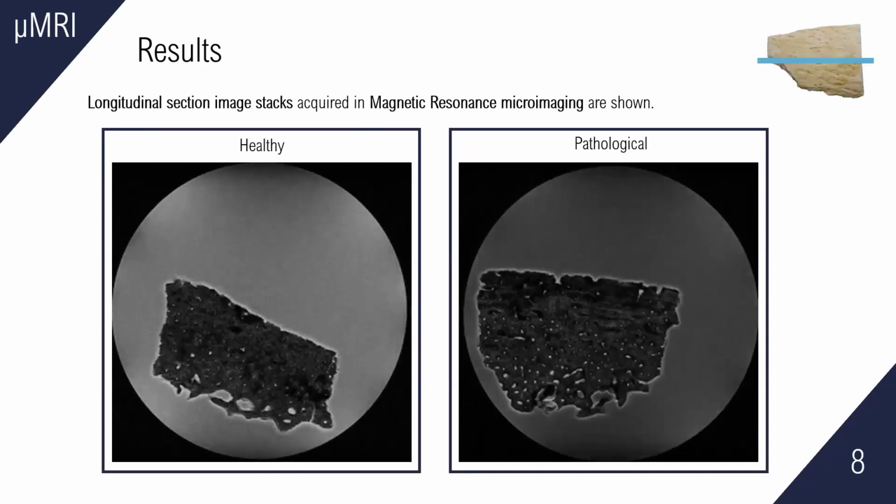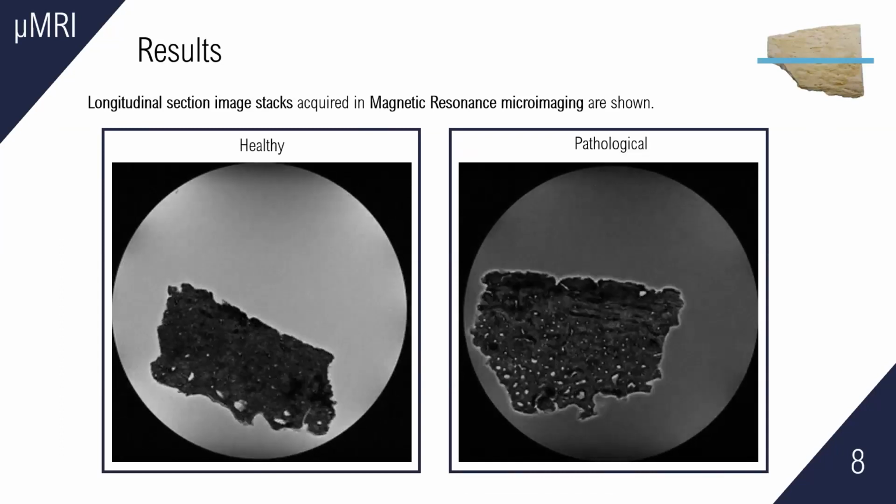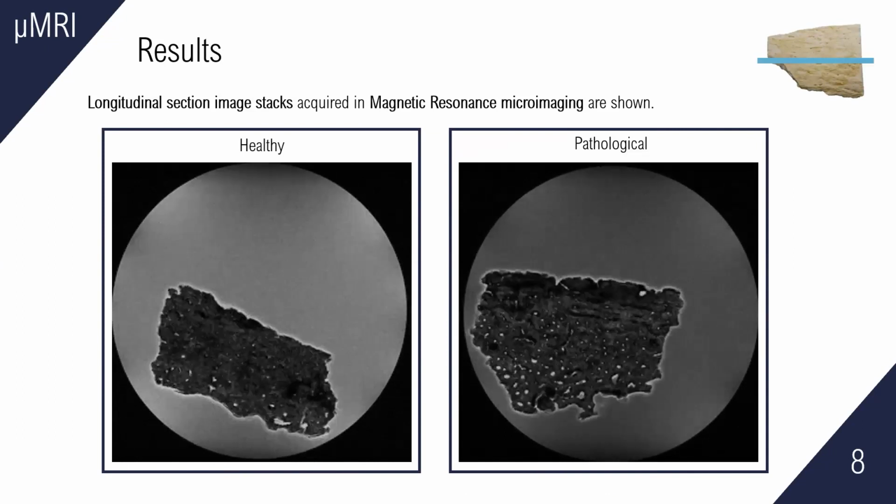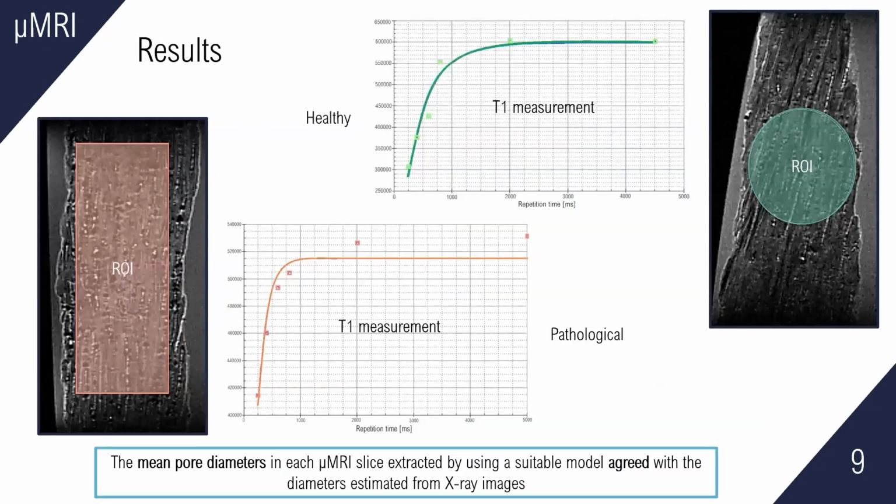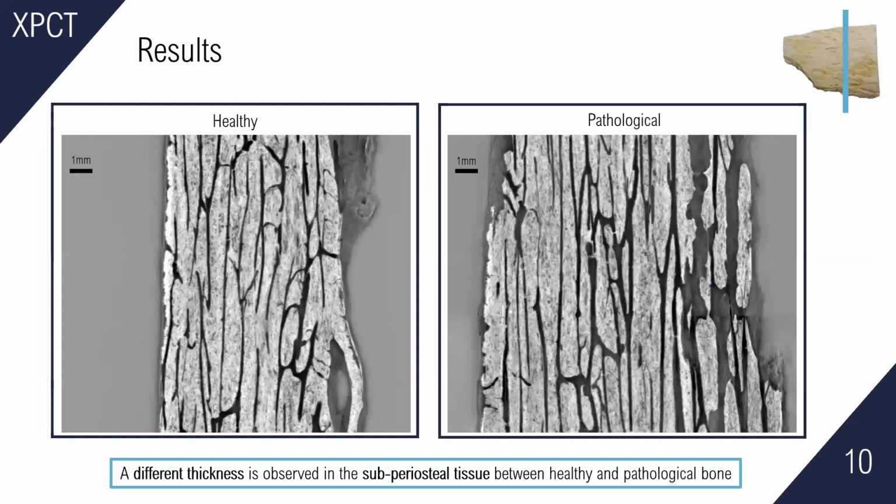So microimaging MRI acquisitions for the two samples are shown here. Mean pore diameters are extrapolated from relaxation time measurements calculated from a region of interest, ROI, identified in slices. Diameters agreed with those estimated with X-ray images. Phase contrast X-ray images are shown here. A difference in tissue can be seen between healthy and pathological samples.